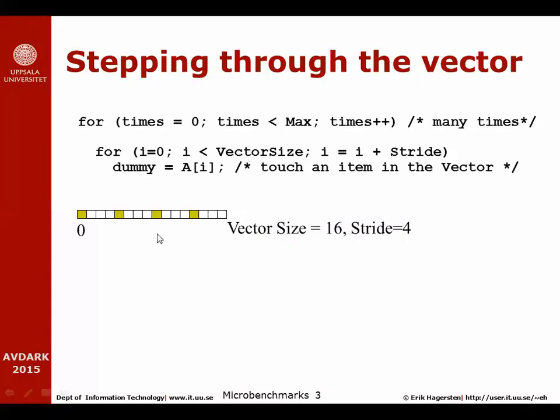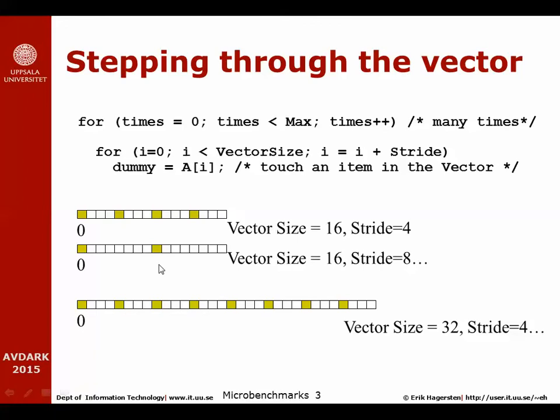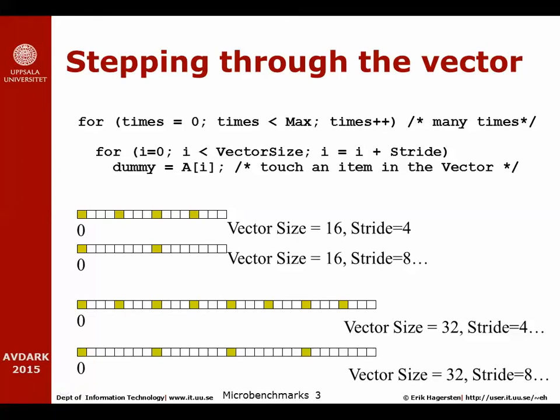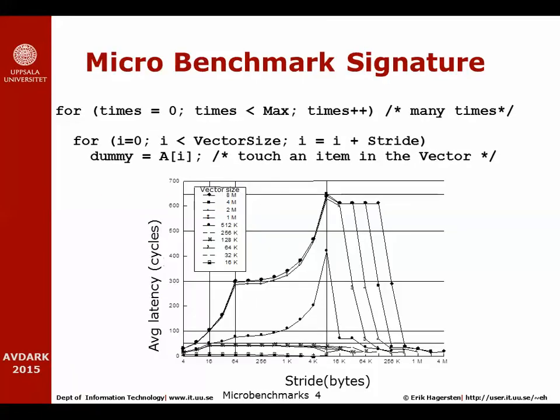So as I said, we're going to loop over some number of vector sizes. For vector size 16, stride 4, we're touching every fourth element in the vector. Then for vector size 16, we do stride 8, touching every eighth element, and so on, and for different vector sizes, as I said before. It's a simple measurement to do, and the outcome's a pretty picture. But before we look at the picture, let's look a little more at what accesses using different strides imply in terms of hitting and missing in the cache.